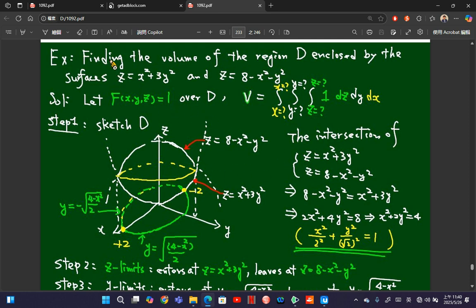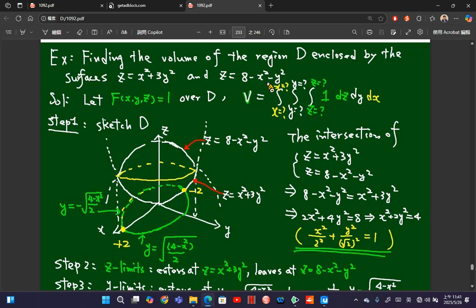Find the volume of the region D enclosed by the surfaces. Z is equal to blah, blah, blah. This is the first surface. And the second surface is z equal to another expression in x and y. So these two surfaces will construct the region of the integration. This is the upper surface and this is the lower surface. They will construct the whole region in space.